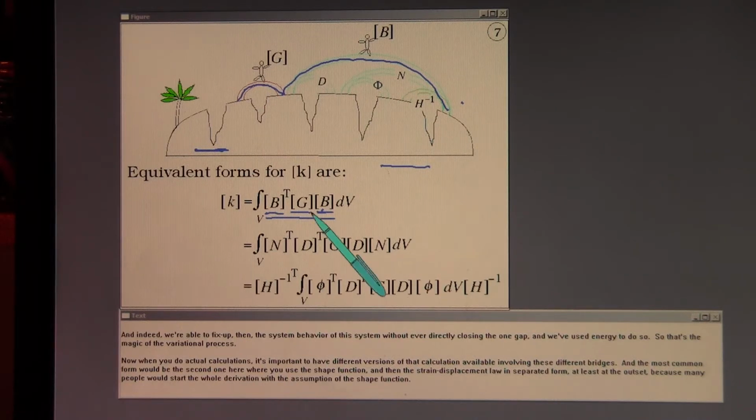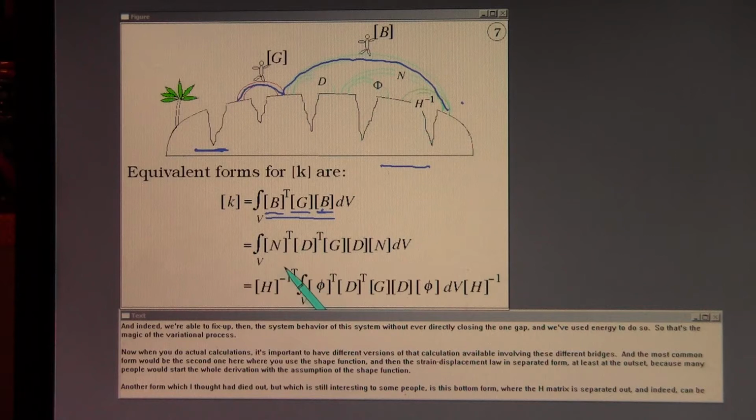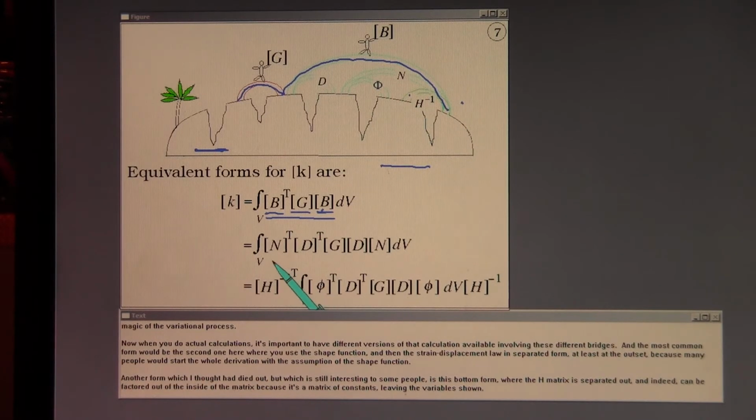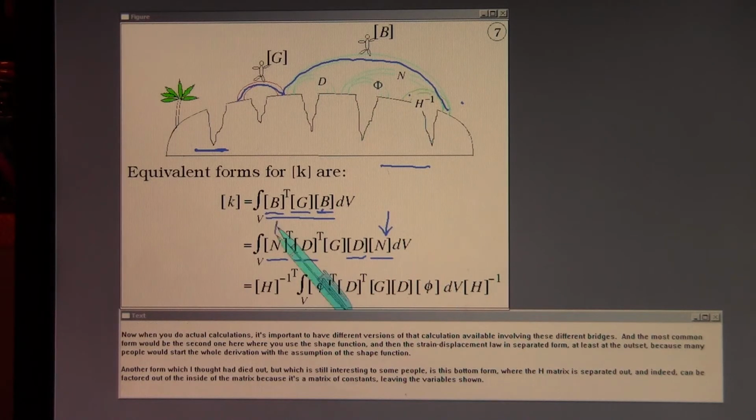Now, when you do actual calculations, it's important to have different versions of that calculation available involving these different bridges. And the most common form would be the second one here, where we use the shape function and then the strain displacement law in separated form, at least at the outset, because many people would start the whole derivation with the assumption of the shape function.